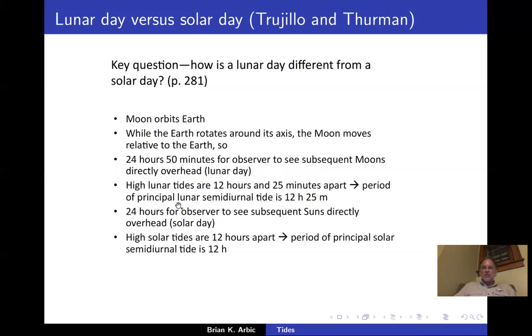The period is half of this 24 hours, 50 minutes. So the period of the principal lunar semidiurnal tide is 12 hours and 25 minutes. On the other hand, it takes 24 hours for an observer to see subsequent suns directly overhead. So what we normally call a day is actually a solar day. And so the high solar tides are 12 hours apart, and the period of the principal solar semidiurnal tide is 12 hours. So they're slightly different for this reason.